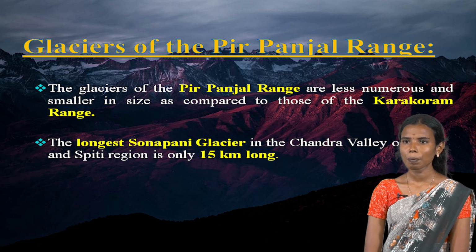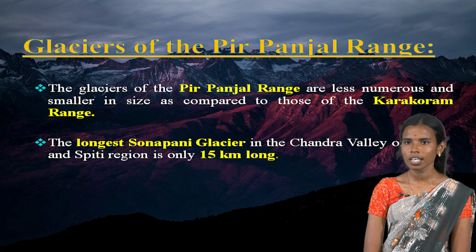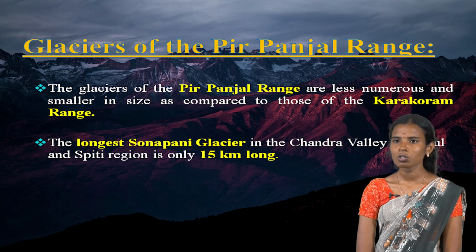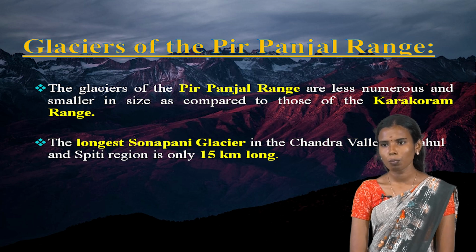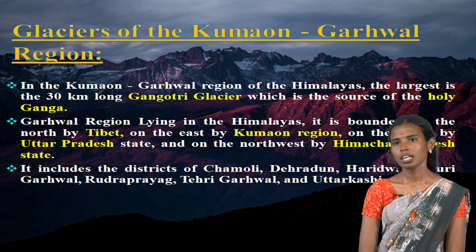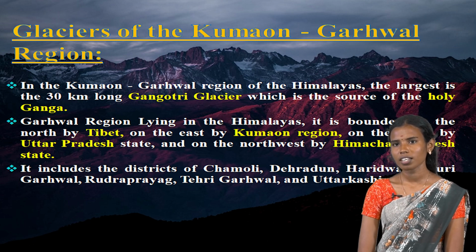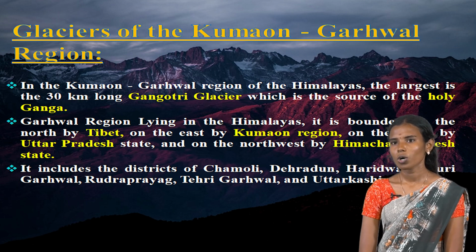Next one is the Purvanchal glaciers. The glaciers of the Purvanchal range are less numerous and smaller in size as compared to the Karakoram range, and the longest, Sonapani Glacier in the Chandra Valley of Lahaul, is only 15 km long. Kumaon-Garhwal region glaciers. In the Kumaon-Garhwal region of the Himalayas is the 30 km long Gangotri Glacier, which is the largest in this region and is the source of the holy Ganga.